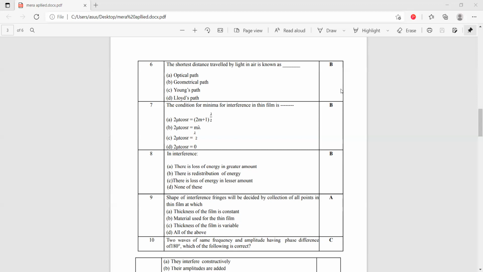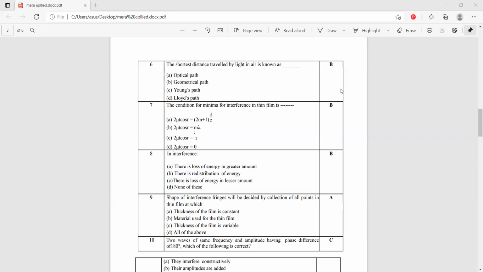Moving on to 8, in interference. Now we have to complete this statement. We have options A, there is loss of energy in greater amount. Option B, there is redistribution of energy. Option C, there is loss of energy in lesser amount. D, none of this. So our correct option is B, there is redistribution of energy. So always remember, in interference, there is a redistribution of energy.